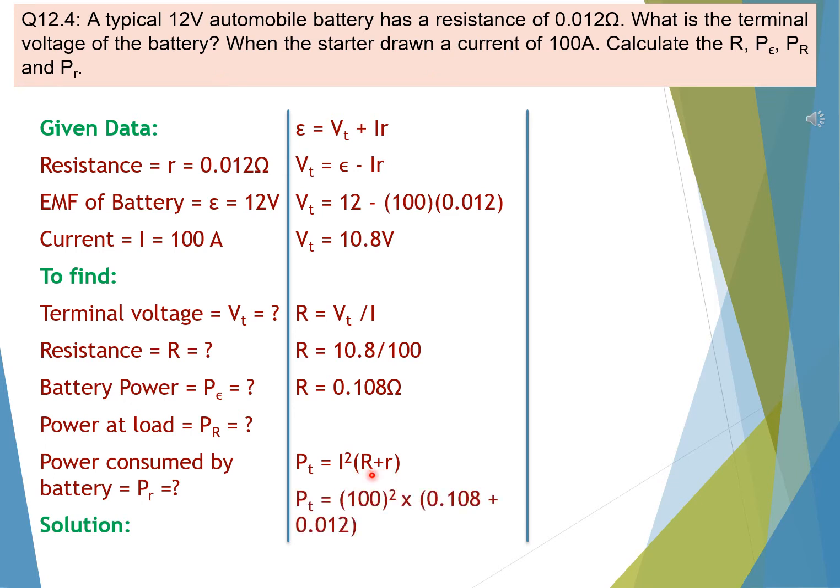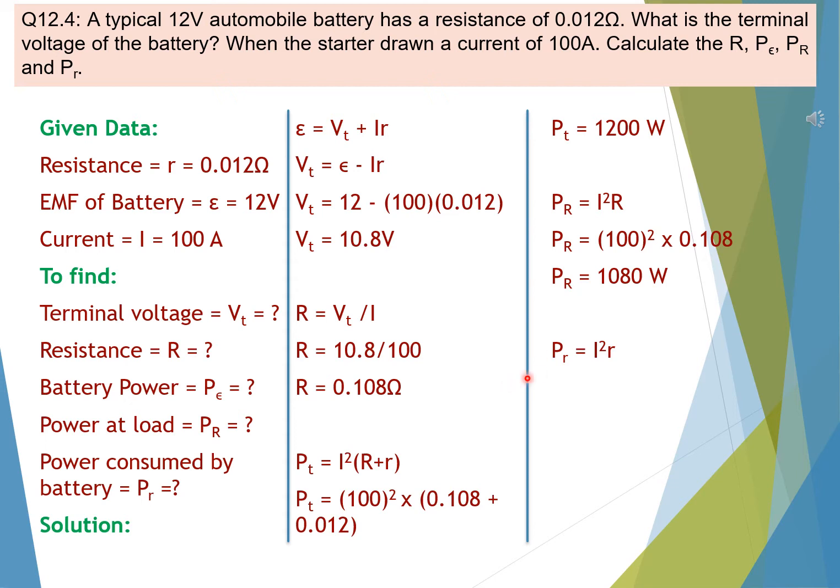Battery power can be calculated from the formula P is equal to I square into load resistance plus internal resistance of battery. By putting all the values and solving, we get battery power is equal to 1200 watt. Power at load can be calculated from the formula P is equal to I square into R. By putting the values and solving, we get power at load PR is equal to 1080 watt. Hence, P capital R, power at load, is equal to 1080 watt.